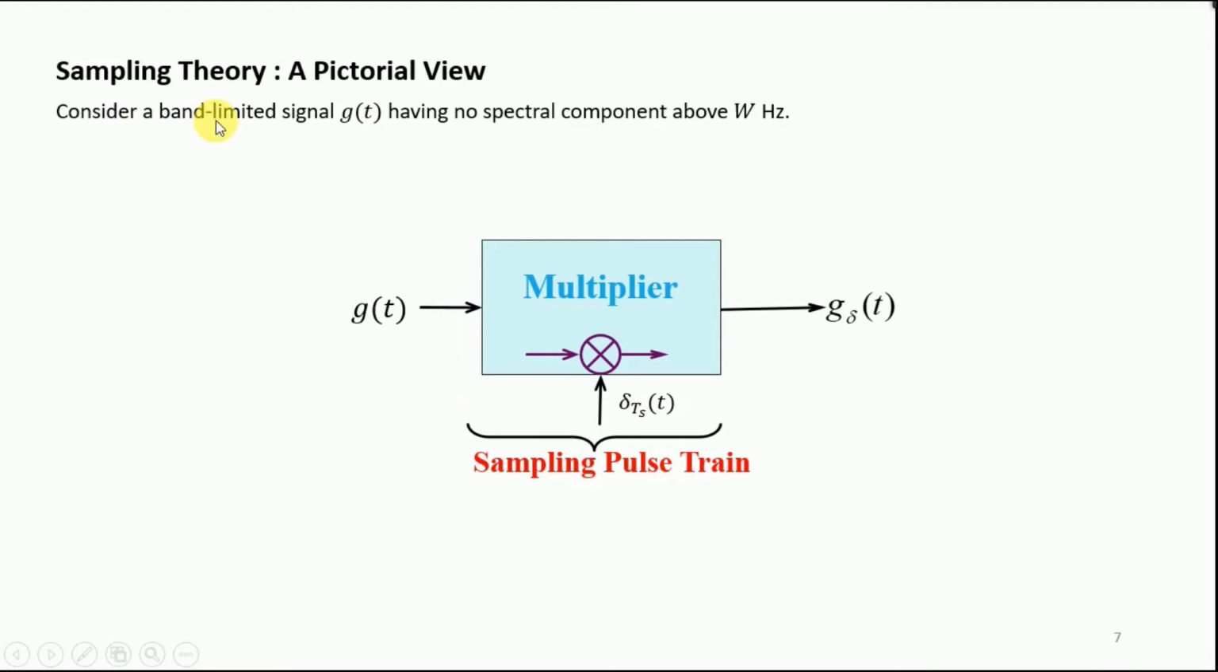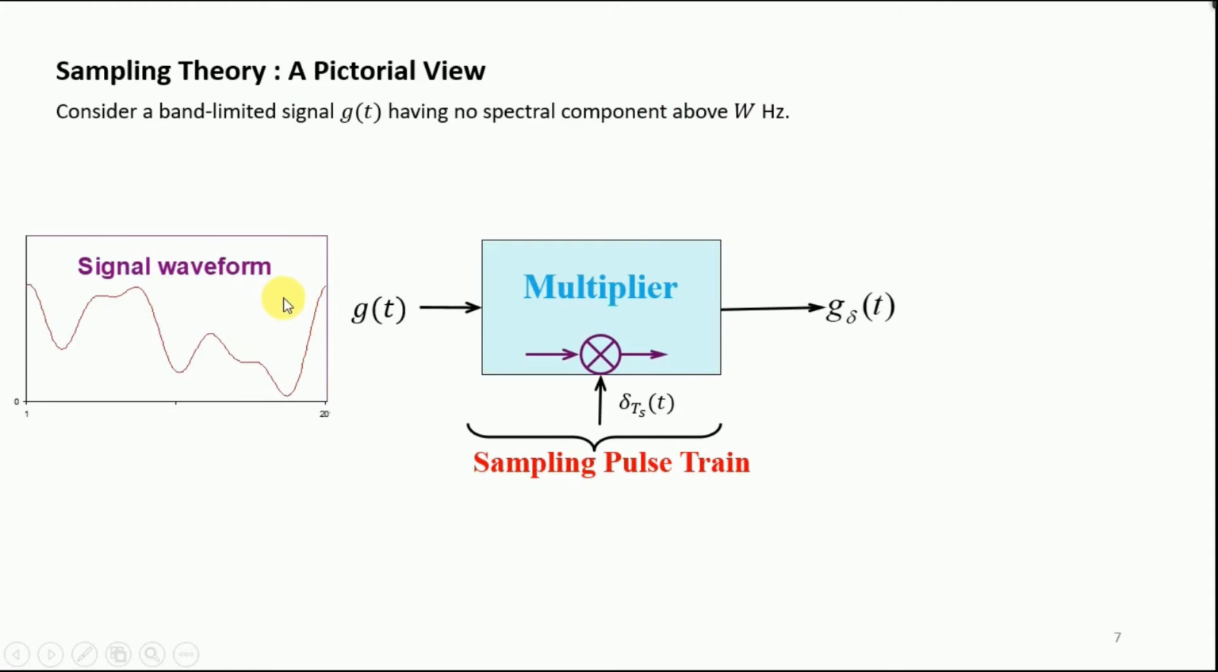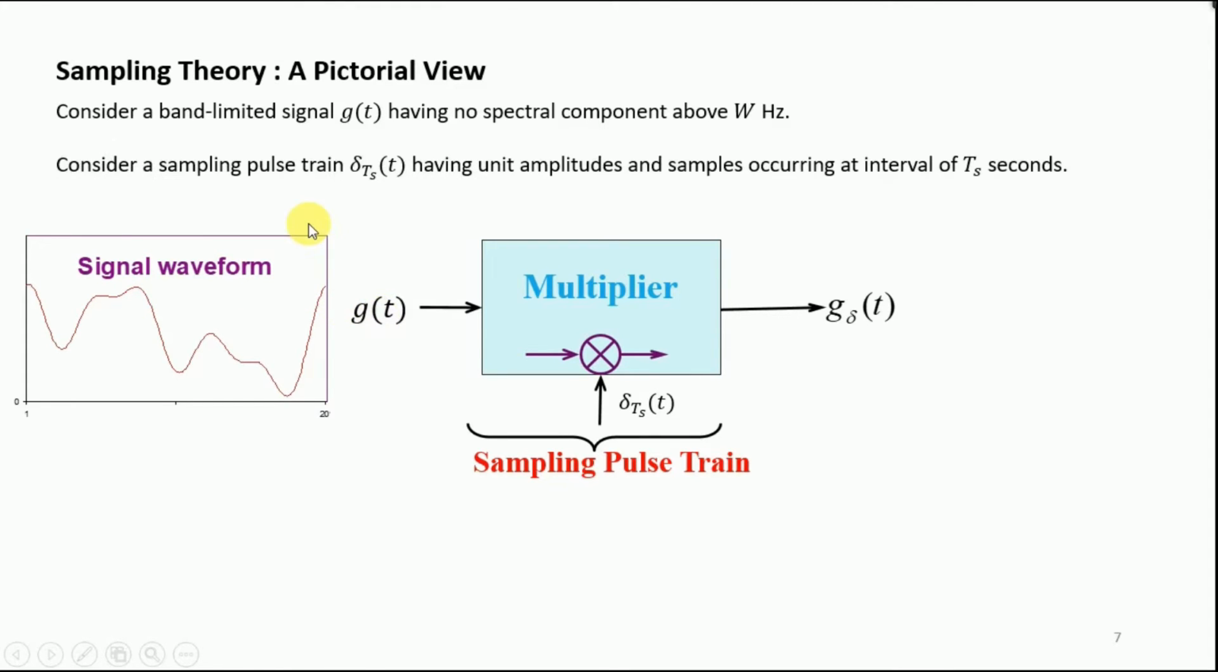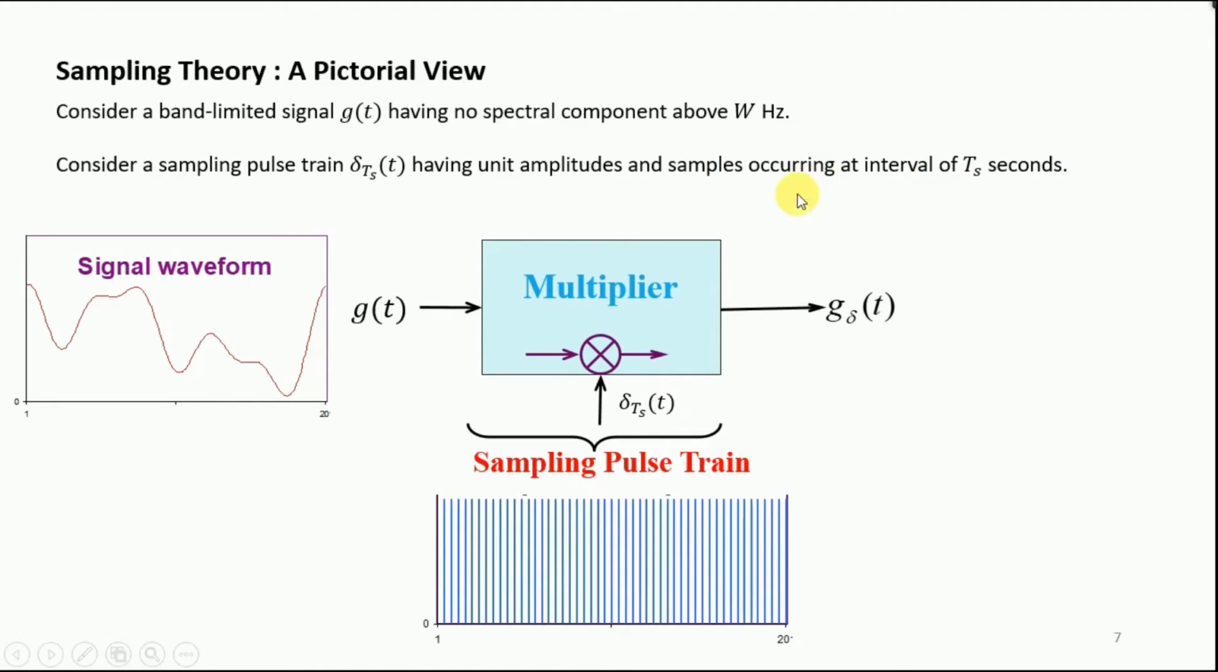Consider that you have g of t which is band limited to W Hz. In time domain, say this is our signal waveform for g of t, and similarly the sampling pulse train, that is delta Ts of t, has unit amplitude and samples occurring at intervals of Ts seconds. So this means that we have this impulse train, which has a constant amplitude of 1 and the sampling period is also constant.